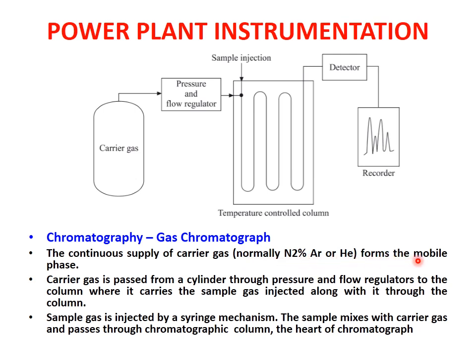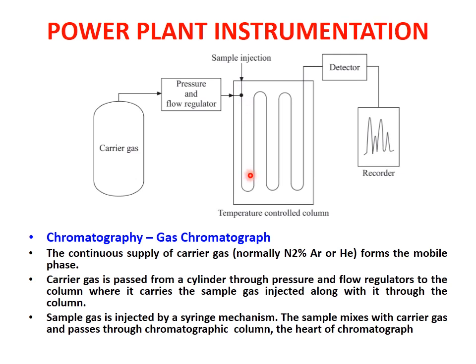So the continuous supply of carrier gas, that is normally nitrogen, argon or helium, forms the mobile phase. Carrier gas is passed from a cylinder through pressure and flow regulators to the column, where it carries the injected sample gas along with it through the column. The sample gas is injected by a syringe mechanism. The sample mixes with the carrier gas and passes through the chromatographic column, the heart of the chromatograph.